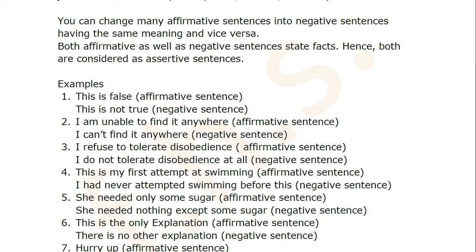See, when you say I refuse to, it means I do not, or even now, I will not. Someone is telling you to do something, but you are not doing it, or someone is not listening to you, and you are not going to allow that to happen. So I do not tolerate disobedience at all, or I will not tolerate disobedience at all. Both are negative sentences.